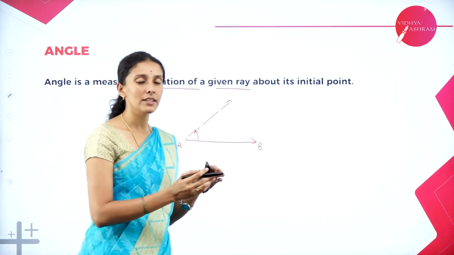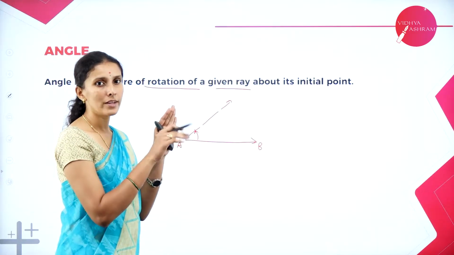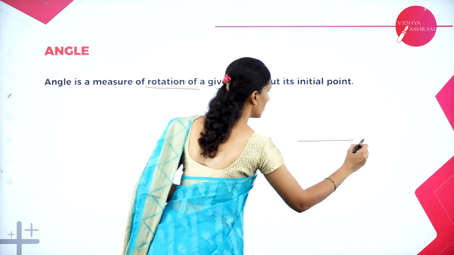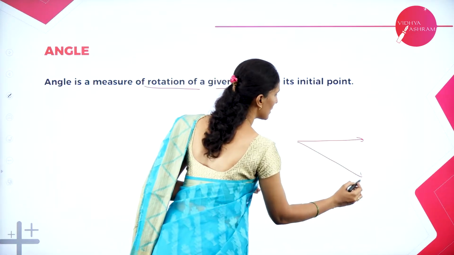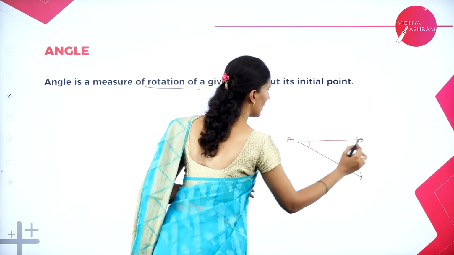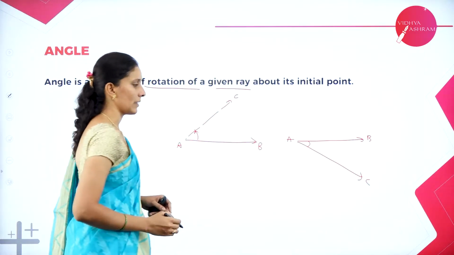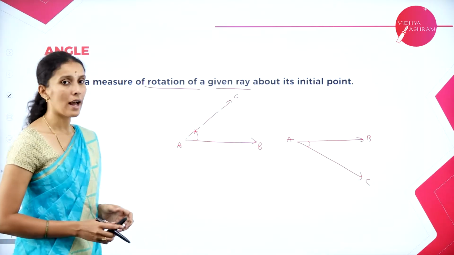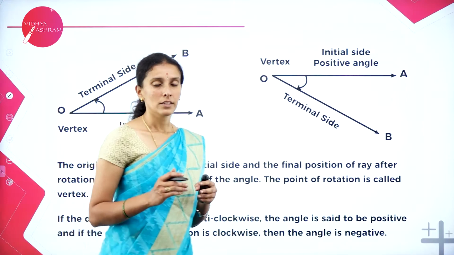So an angle means the amount of rotation of a ray in anti-clockwise or clockwise. This can be done in this way also. If you rotate in clockwise, this is your angle created by the ray. Let me take this as AC. So the amount of rotation of a ray is nothing but your angle. We have studied many different types of angles. So let us see now.